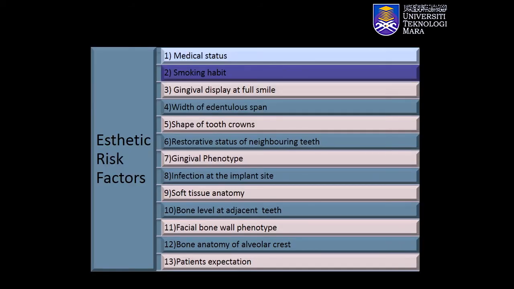These factors include medical status, smoking habit, gingival display at full smile, width of edentulous span, shape of tooth crowns, restorative status of neighboring teeth, gingival phenotype, infection at the implant site, soft tissue anatomy, bone level at adjacent teeth, facial bone wall phenotype, bone anatomy of alveolar crest, and patient's expectation. Some of these factors will be discussed in the upcoming slides illustrated using clinical photos.